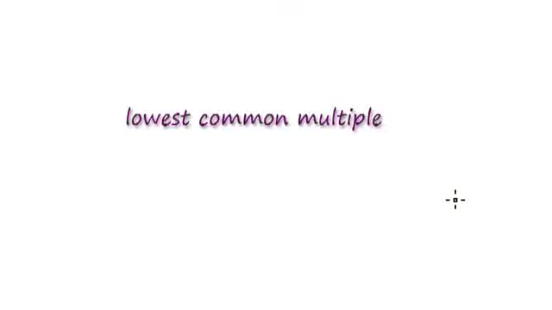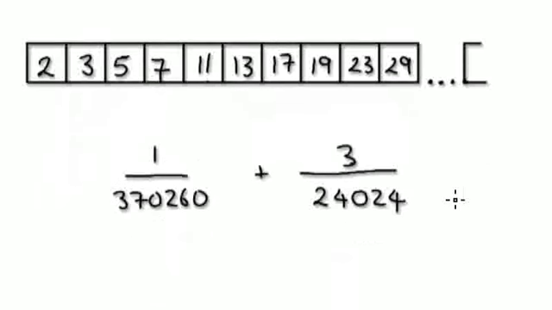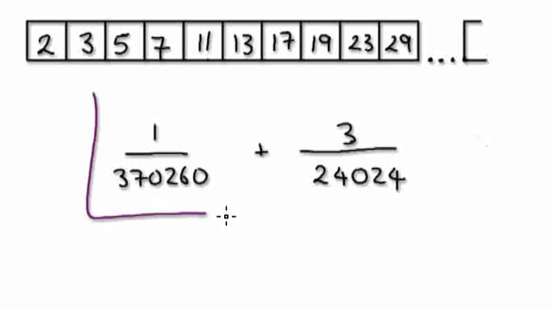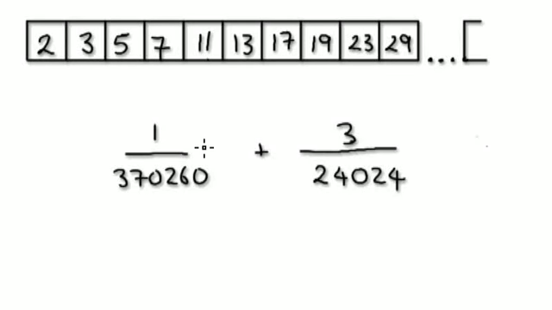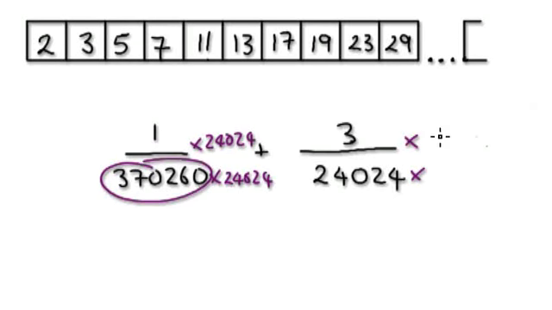In the previous video, we talked about the lowest common multiple, and I gave you this fraction here and asked you to add it to this fraction. Now, in order for you to add or take away fractions, you have to get the two denominators to be the same. And my guess is that you would times top and bottom here by 24024, and then over here you would times top and bottom by this number here, just so that you could get the two denominators to be the same.